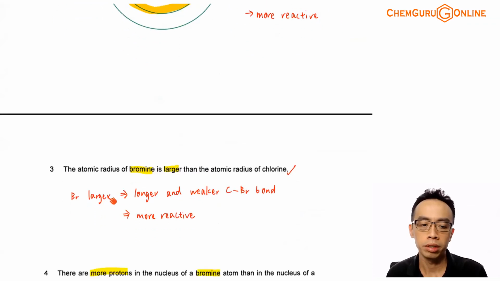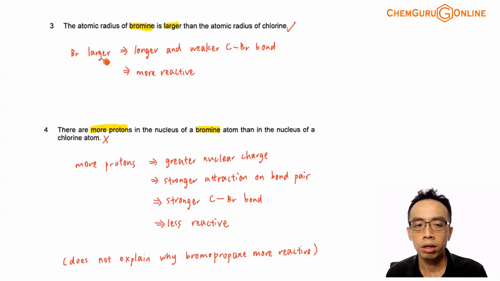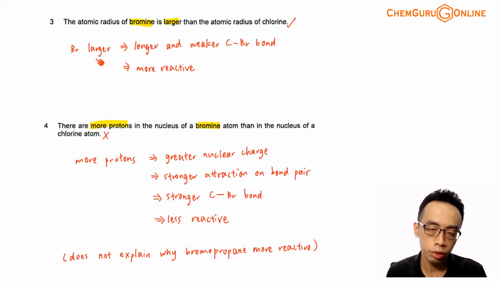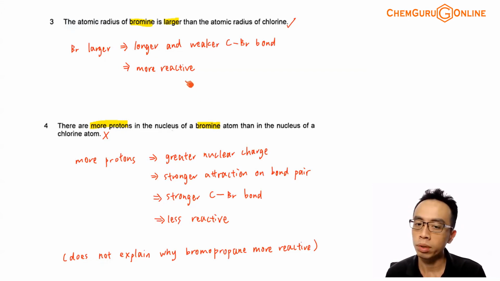Now next, how about statement 3? Statement 3 says that the atomic radius of bromine is larger than the atomic radius of chlorine. Usually we will use this to explain why your bromo compound is more reactive than chloro compound. You can simply say that because bromine is bigger in terms of size, the C-Br bond will be longer and weaker. The longer the bond, the weaker it will be, and therefore the bond energy is lower. Less energy is required for me to break this bond. It turns out to be more reactive.